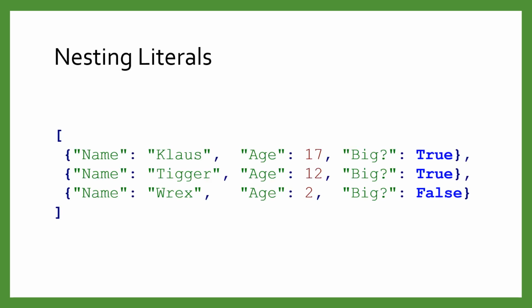Let us look at a concrete example. Shown here is a list of dictionaries. Each dictionary is being used as a record with the same keys. These dictionaries can therefore represent a bunch of animals. The subtype of the list is dictionary. The keys of those dictionaries are all strings, and the values are either strings, integers, or Boolean values.